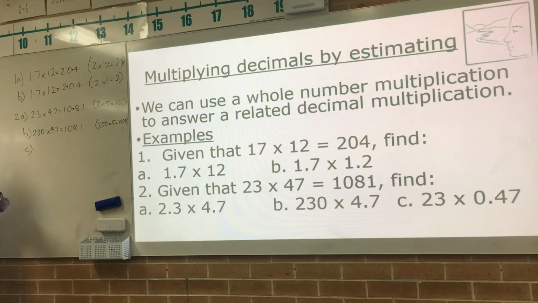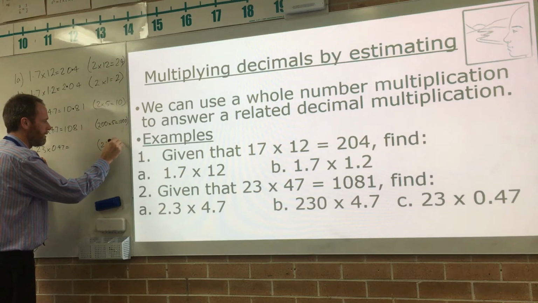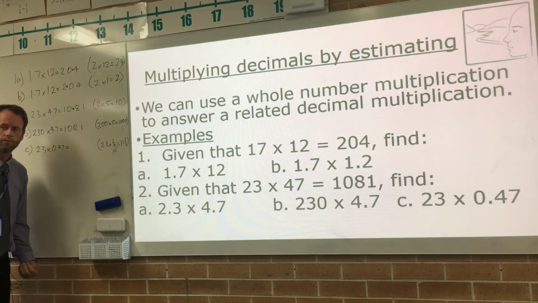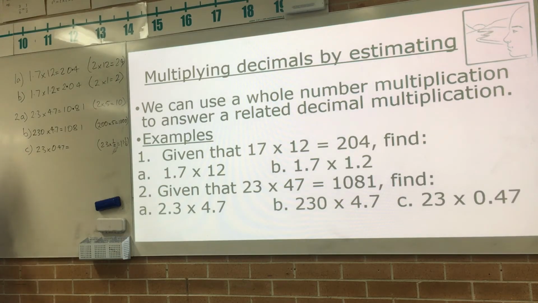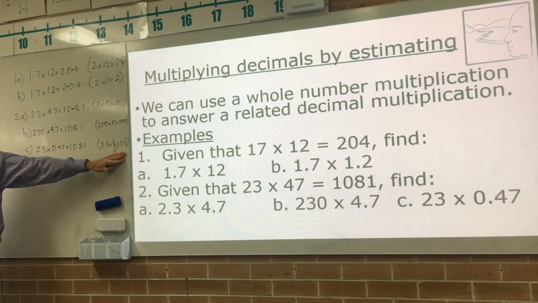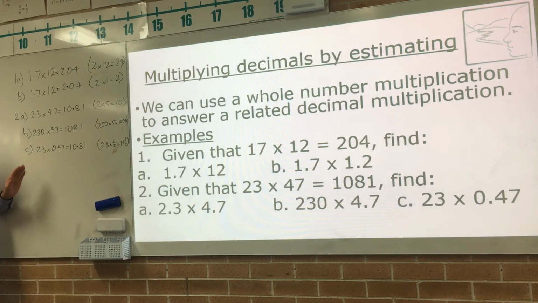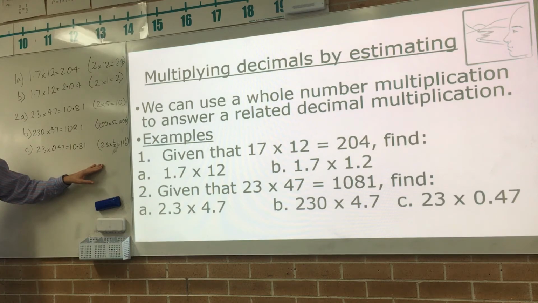For part C, again, pretty straightforward, but this time it's 23 times 0.47. What's 0.47 close to? 0.5, or we hopefully understand that 0.5 is a half. So what's a half of 23? Half of 23 is about 11 and a half, isn't it? Yeah. I can use my fraction thinking if that makes sense for me. So if I've got 1081 and I want to get close to 11, which is actually pretty close to 10, again it's going to be 10.81.